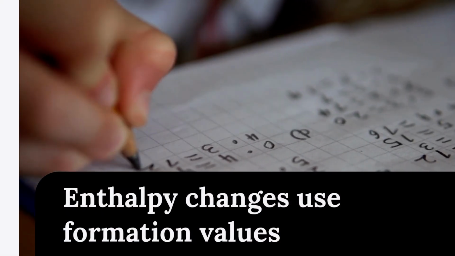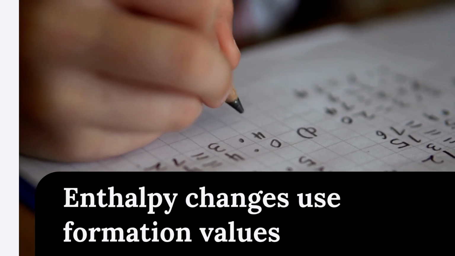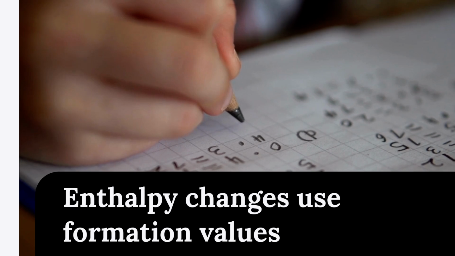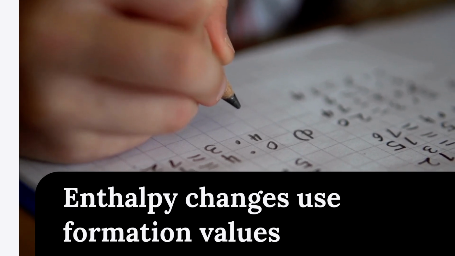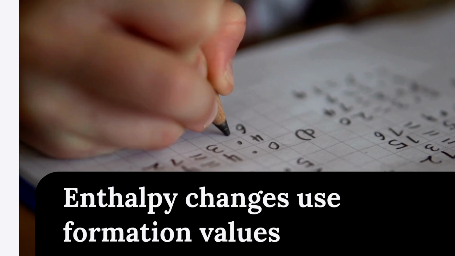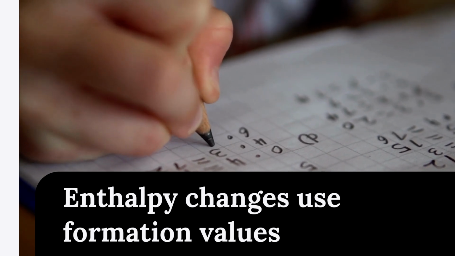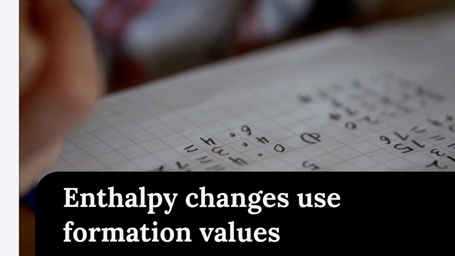These cycles use standard enthalpy of formation values. The key rule involves subtracting the sum of standard enthalpy of formation of reactants from products. This method is useful for calculating unknown enthalpy changes. It provides a systematic approach to energy assessment. Balancing equations is essential.